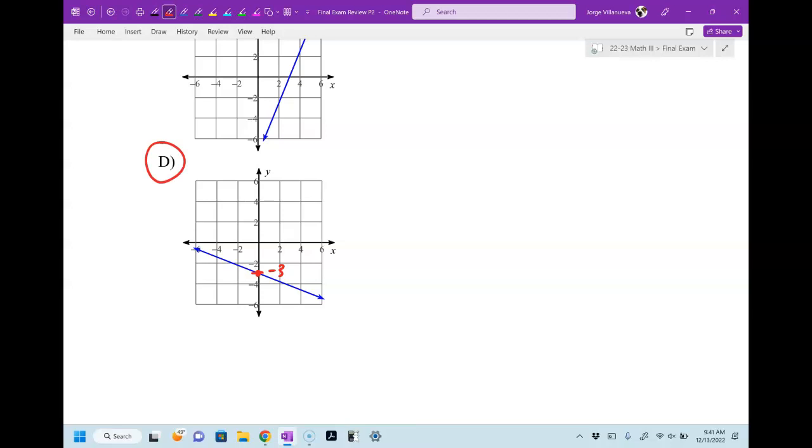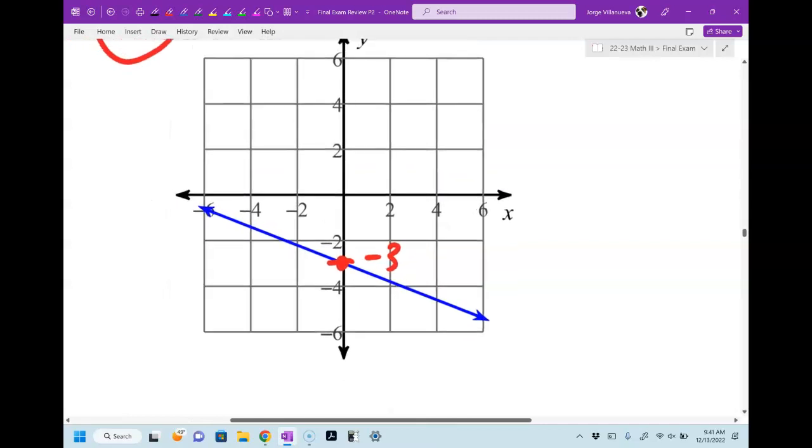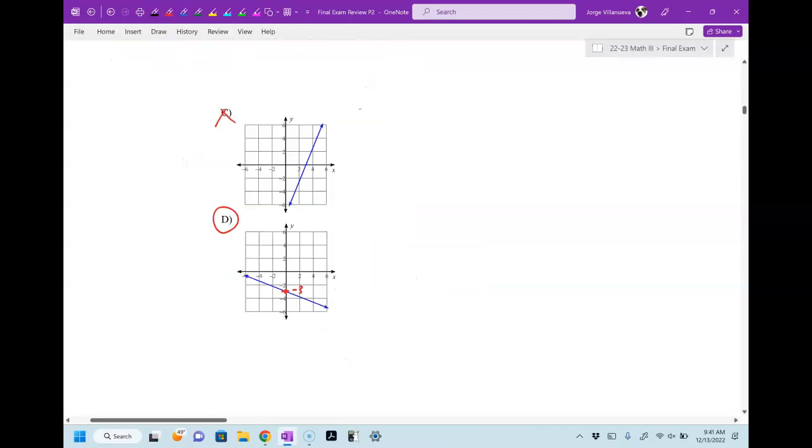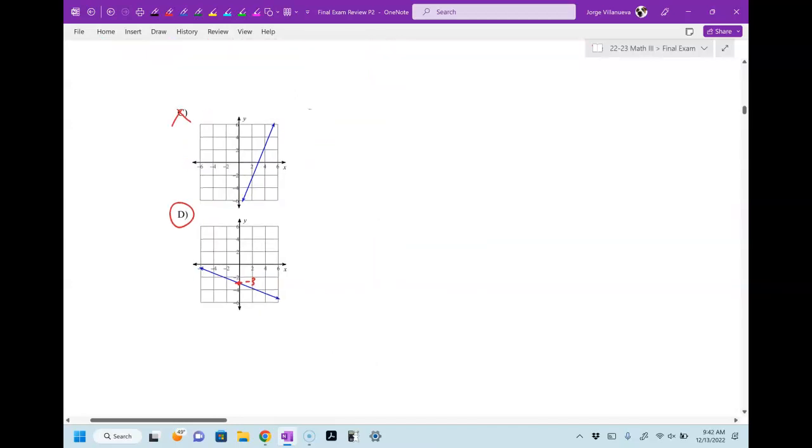Notice to graph, you actually don't have to create a table. You don't have to do an XY chart or anything like that. You just have to be aware of what's important. So your slope is important, so you know whether it's going up or down or flat or straight up and down. Okay, but that does pass at negative 3 right there. And it is going downhill, so it seems to fit all the characteristics. Okay? So look for stuff like that. You're looking for the characteristics of the graph.